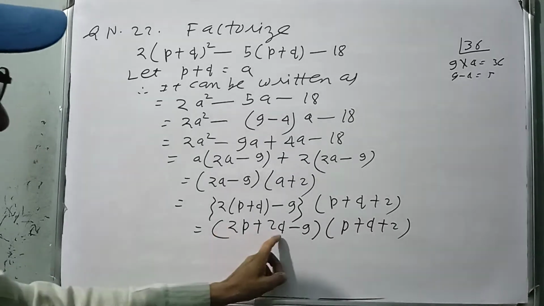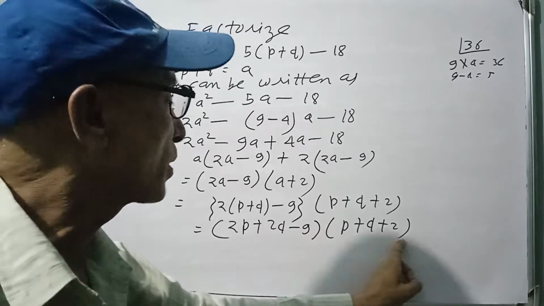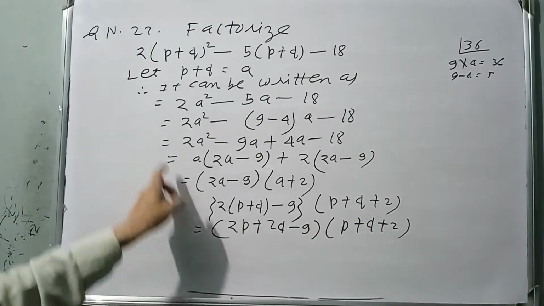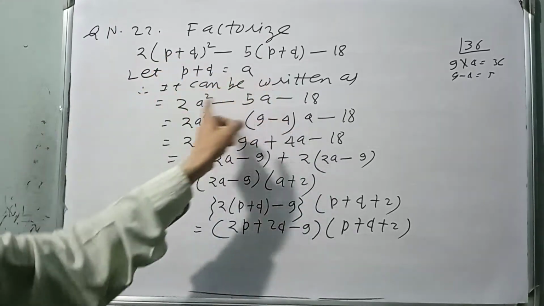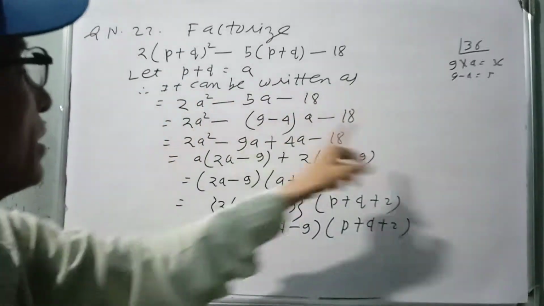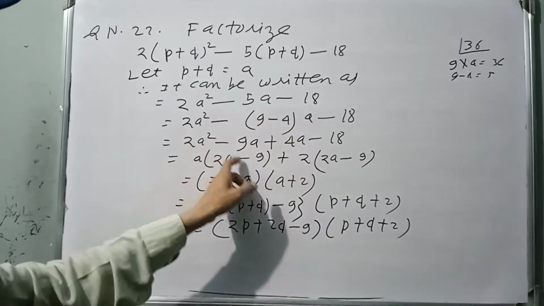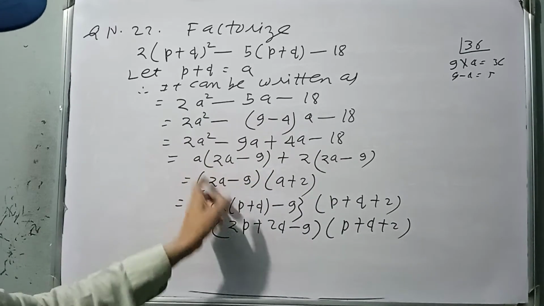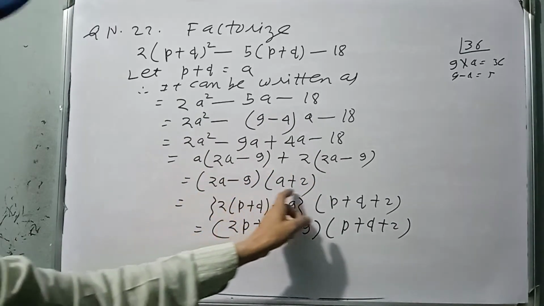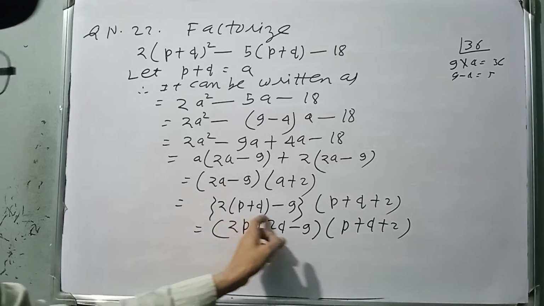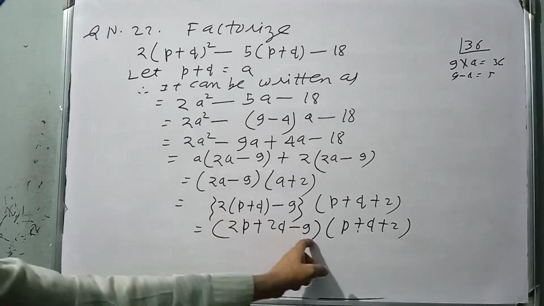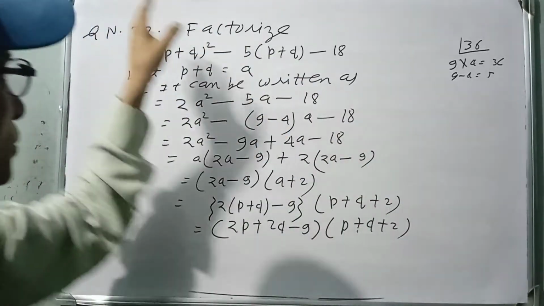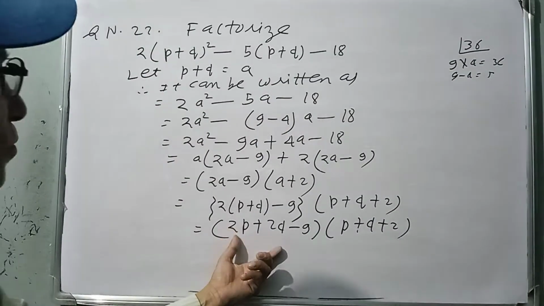Now 2p plus 2q minus 9, p plus q plus 2. Answer. Factorize: let p plus q be a. Then it becomes 2a minus 9a plus 2. Putting the value of a, 2p plus 2q minus 9 and p plus q plus 2 are the two factors.